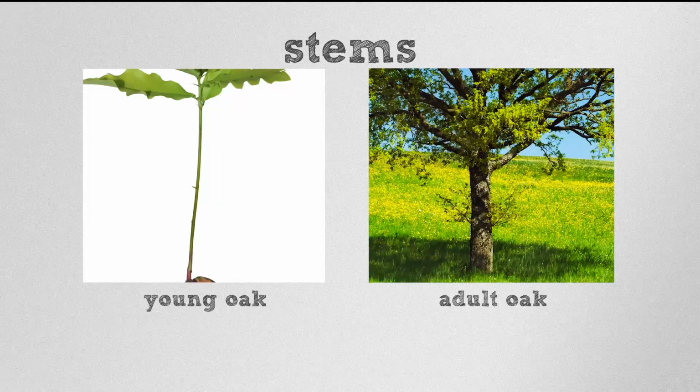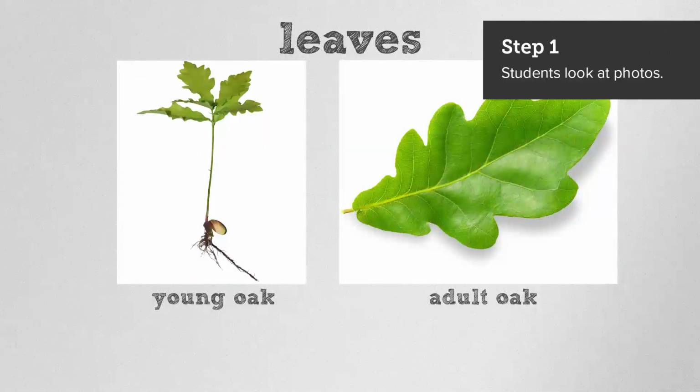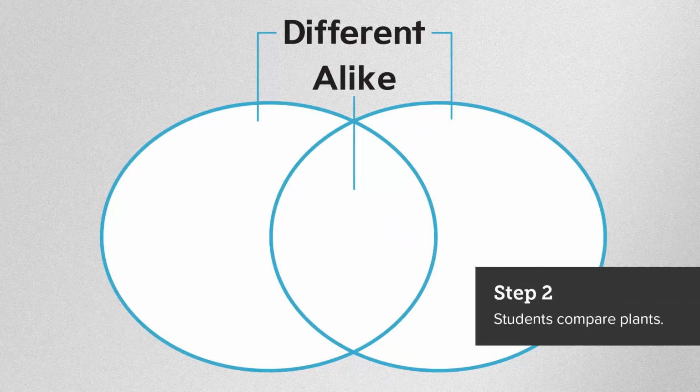Students should follow the procedure for this activity. However, here are a few key ideas to make this activity successful. As students examine the photos, read the captions together. Make sure the students understand when they are looking at the young oak and the adult oak. Have students complete the Compare and Contrast graphic organizer found in the back of your teacher's edition as they observe the adult and young plant.